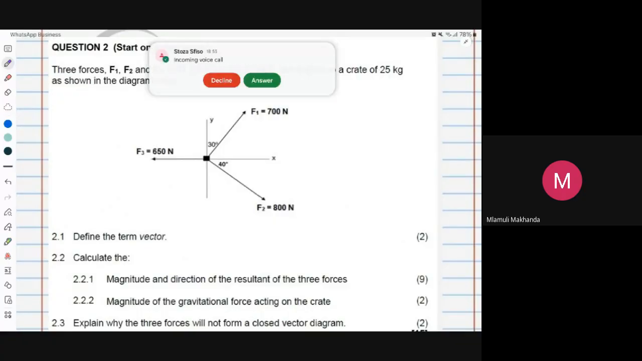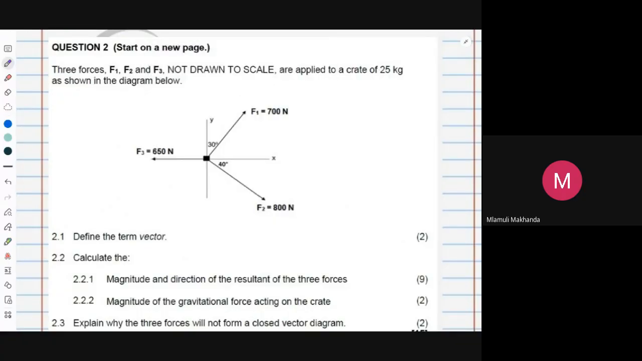Now let's check this problem. In this problem, you have 3 forces, F1, F2, and F3. You can see all of them. They are applied to a crate of 25 kilograms as shown in the diagram below. I want you to notice something: in this diagram, there's no 25 kilogram vector. They would have given us mg, where m is mass and g is the gravitational acceleration, and then you would have to say 25 times 9.8 or 9.81, depending on which constant you use.